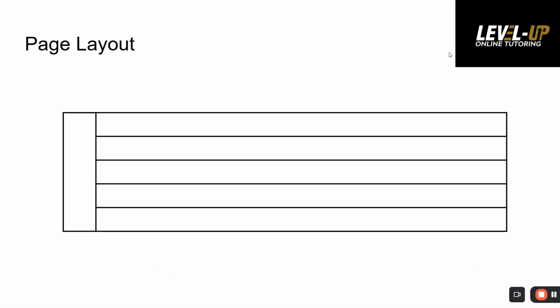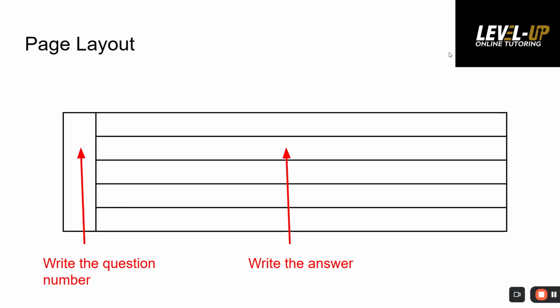Now, the page layout will look something like this. Obviously, it would be like this, but for a full A4 page, you're going to write the question number. Now, when you are looking at the question booklet, your numbers are there next to each question. You're going to write that same number in the margins, effectively. This is then when you're going to write your answer.